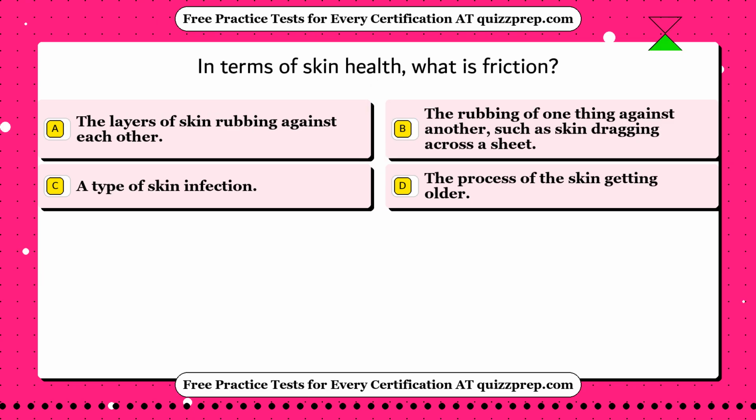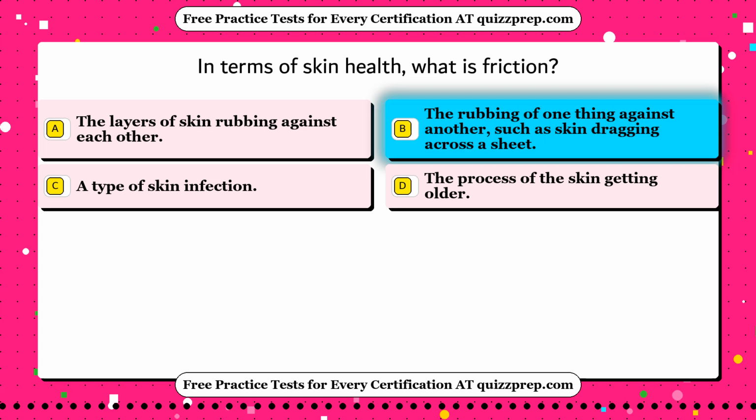Question 75. In terms of skin health, what is friction? Option A. The layers of skin rubbing against each other. Option B. The rubbing of one thing against another, such as skin dragging across a sheet. Option C. A type of skin infection. Option D. The process of the skin getting older.